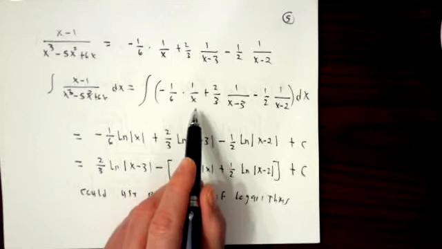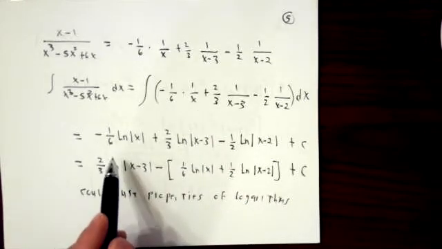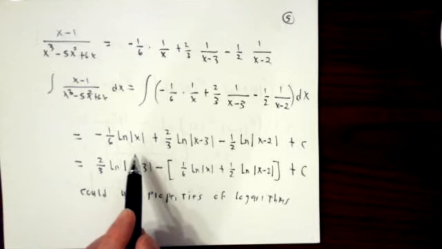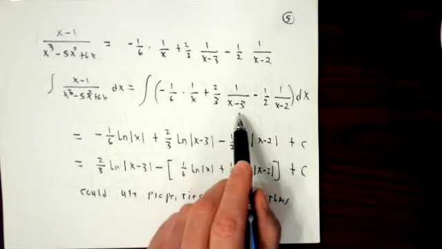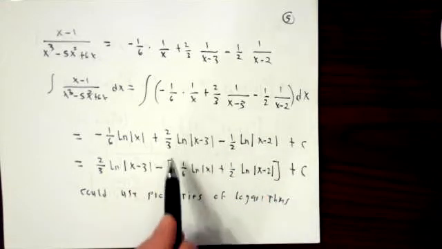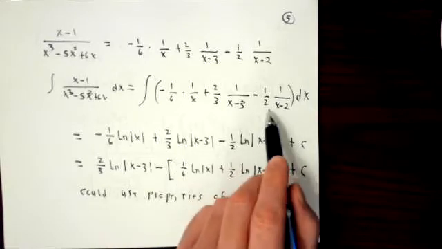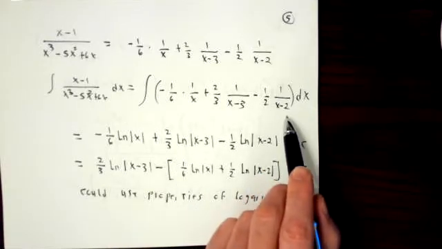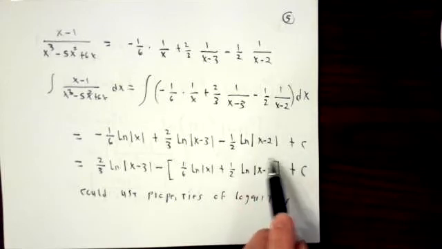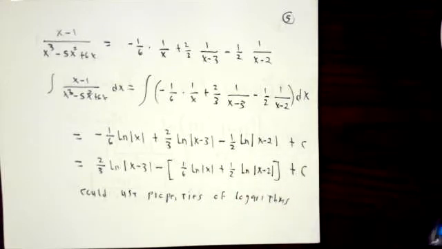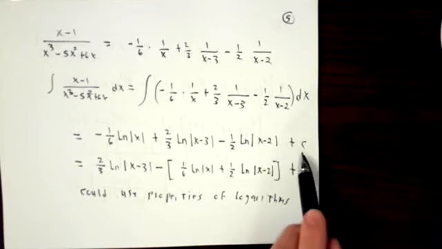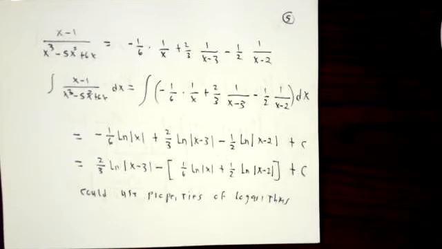-1/6 times an antiderivative of 1 over x, -1/6 natural log absolute value of x, plus 2/3 times an antiderivative of 1 over x minus 3, 2/3 natural log absolute value of x minus 3, minus 1/2 times an antiderivative of 1 over x minus 2, which is what you think it is. And now that we have one antiderivative, add a constant of integration to get all of them. If you wish, you can leave it like that, or you could use properties of logarithms to try to combine things.